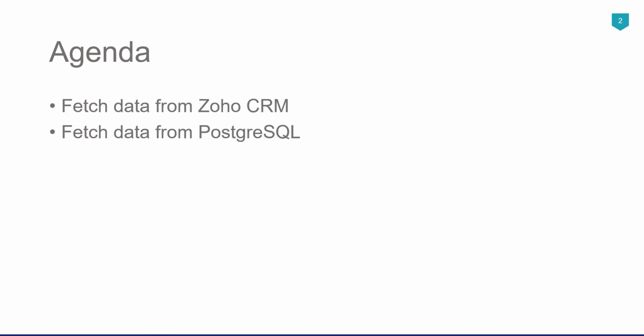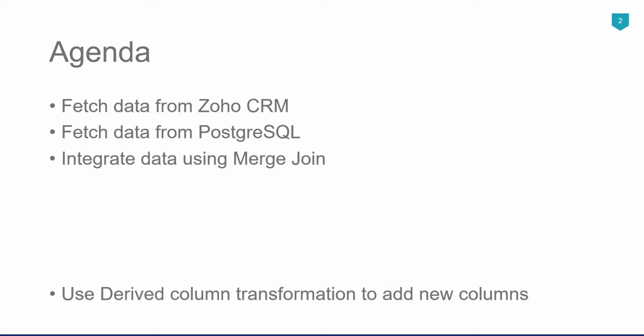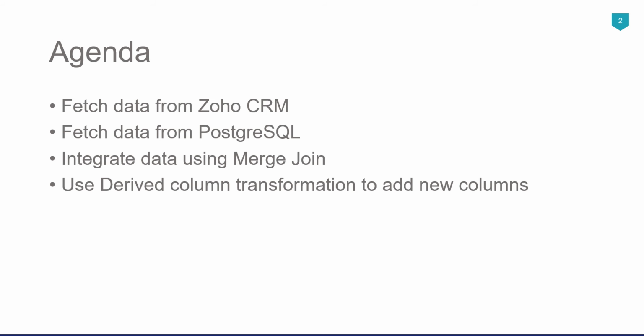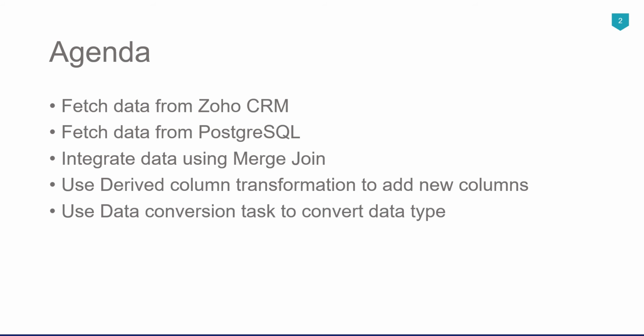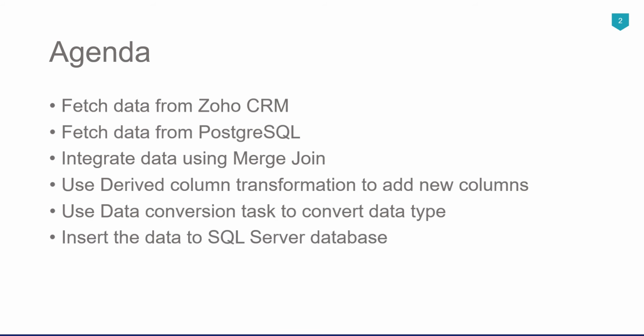So the agenda of today's video tutorial is that first we will fetch data from the Zoho CRM and then we will fetch the data from the PostgreSQL database, and after that we will integrate the data using the merge join transformation in SSIS, and we'll use the derived column transformation to add some additional columns, and after that we will use the data conversion task to convert the data type of the column, and then we'll insert the data into the SQL Server database. So this is the agenda of today's video tutorial. So without wasting further time, let's jump to the demo.